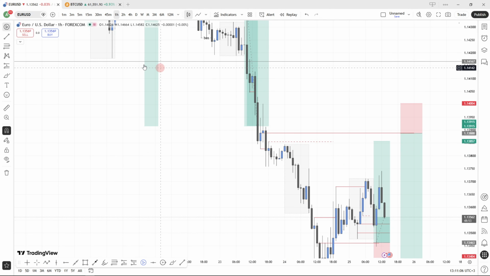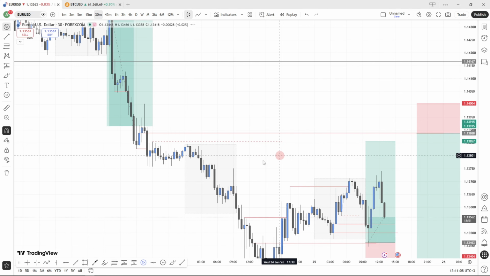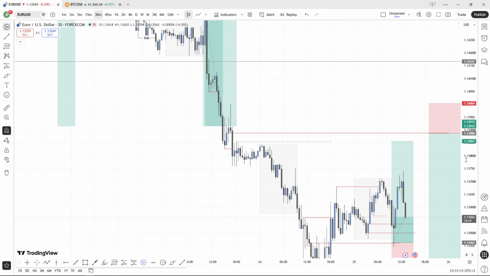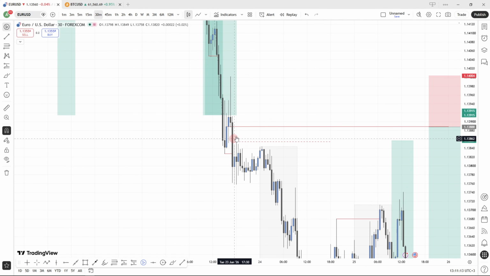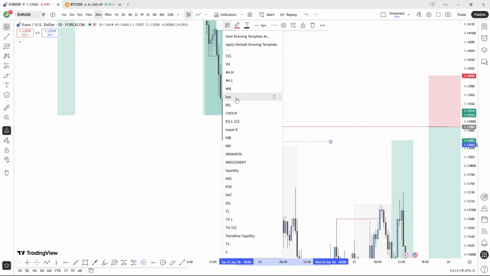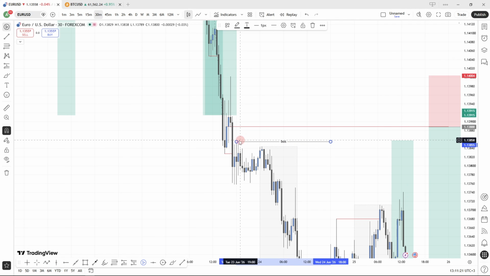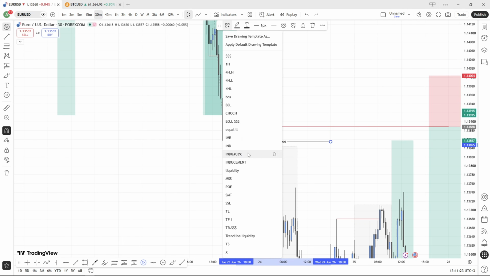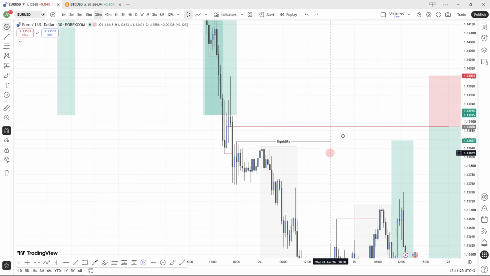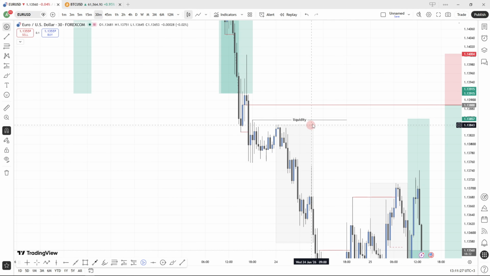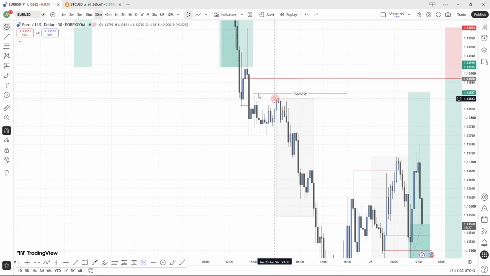So where is our point of interest? You can see on the 30 minutes, we have this fair value gap. This fair value gap has had a mitigation. This mitigation becomes our liquidity. Pardon, not break of structure, it's supposed to be liquidity. The level just above that liquidity is this level, because this liquidity mitigation gave us a break of structure at this point.